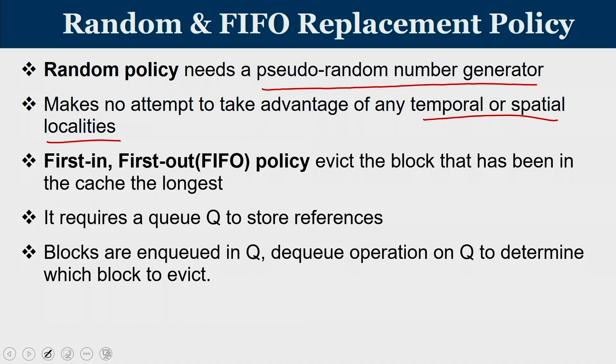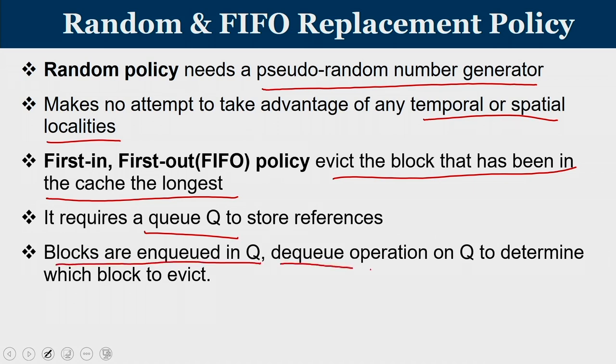Then we have the first in first out policy, which evicts the block that has been in the cache for the longest time. To implement that, you know that we require a queue. Every time a new block comes to the cache in a given set, a queue is maintained and blocks are enqueued in the queue. A dequeue operation on the queue determines which block is to be evicted. So, whenever a block replacement is needed, look into the queue and find out which block reached the cache first, and that block is taken out.